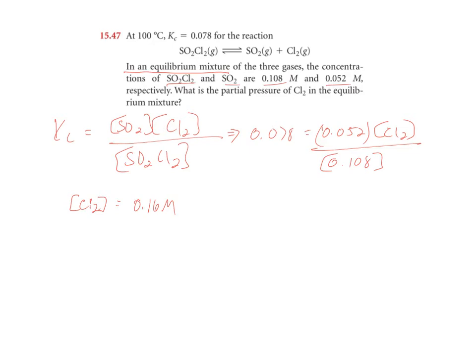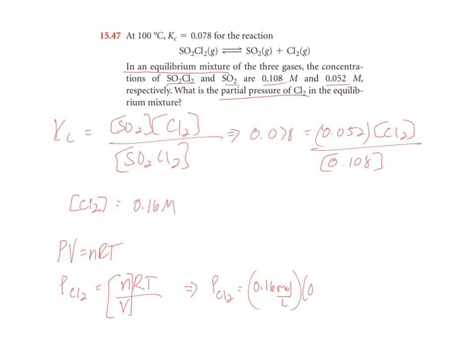So from here, we now want to find the partial pressure of Cl2. And again, we can find partial pressure using the ideal gas law relationship. So the partial pressure of Cl2 is based on its molarity, universal gas constant, and temperature. We know that N over V here represents moles per liter. That's the molarity. We already found that in our last step. So 0.16 molar, which is moles per liter. That's N over V times R.